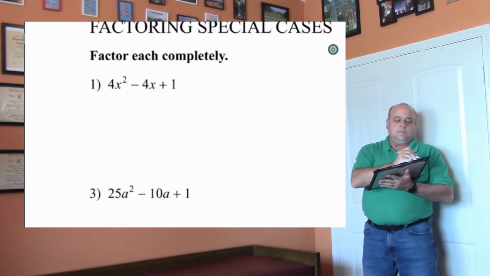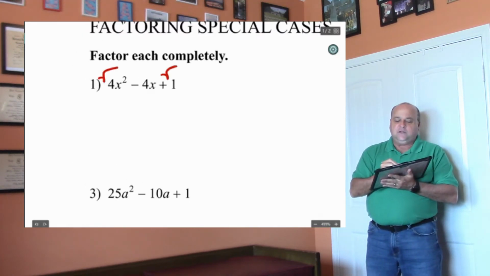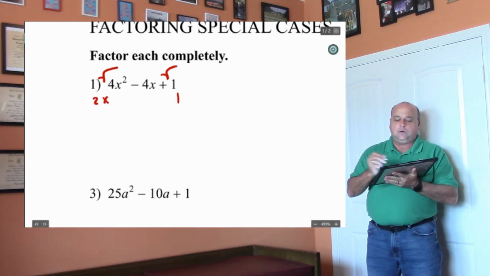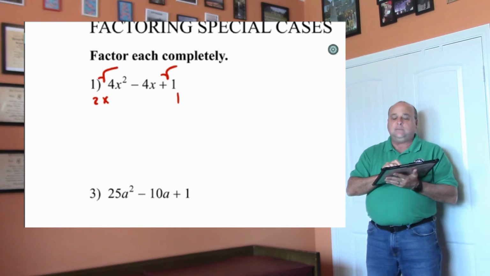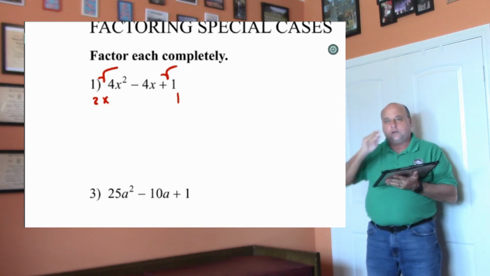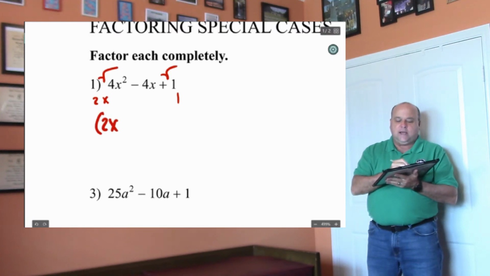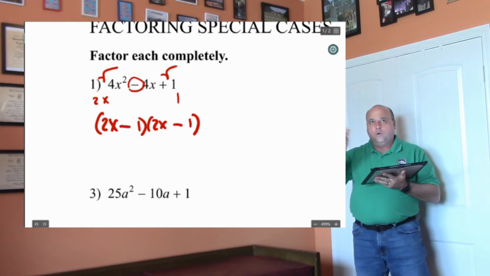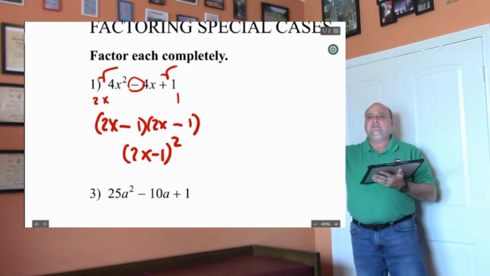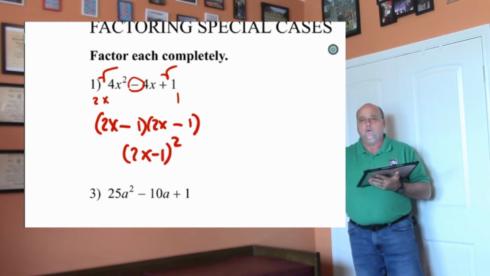Okay? On the first one, this is a perfect square and this is a perfect square. So if I square root this, I get 2x. If I square root that, I get 1. 2 times 1 is 2. And if I double it, I get my 4. Ding, ding, ding, it works, right? So I'm going to write down 2x and 1 and 2x and 1. This middle sign's negative, it duplicates. Or you could write down 2x minus 1 to the second power. This is a perfect square trinomial.